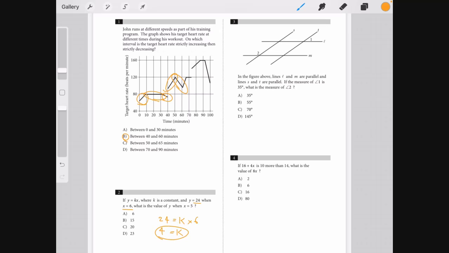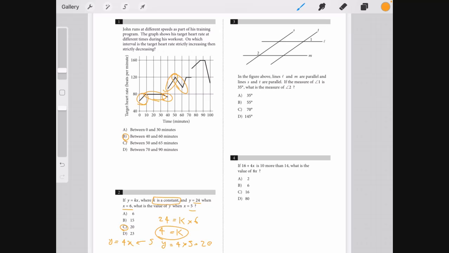So when k is 4, we know k is constant, so k will always be 4. So our equation is now y equals 4x. Now when x is 5, I plug in 5 here, y will be 4 times 5, which is 20.